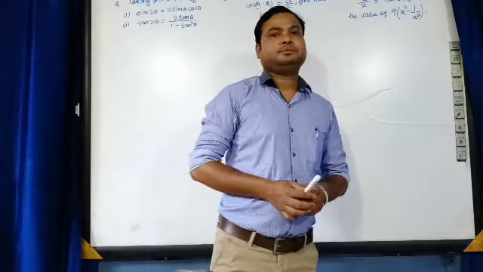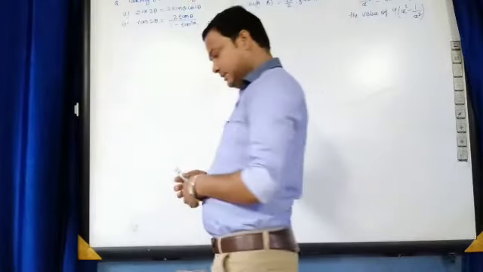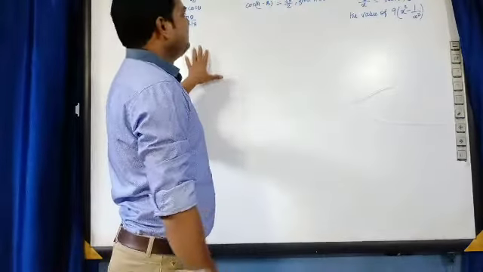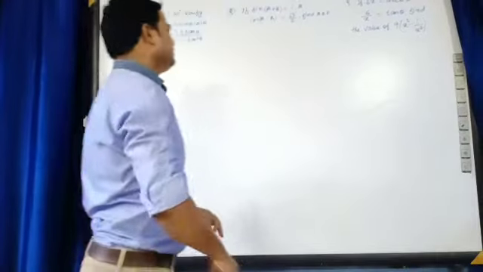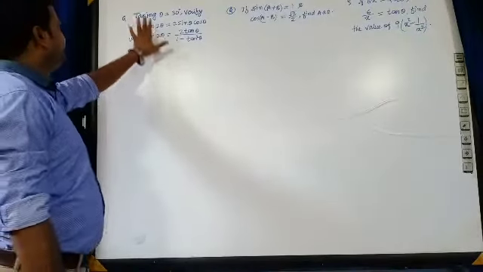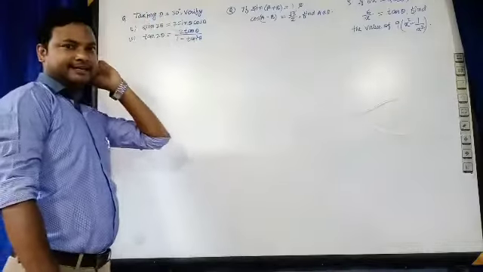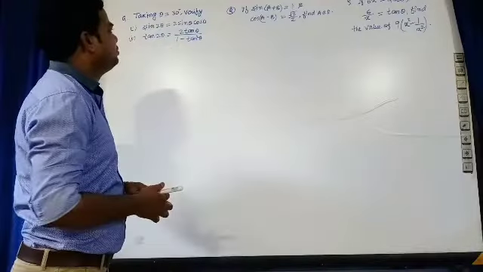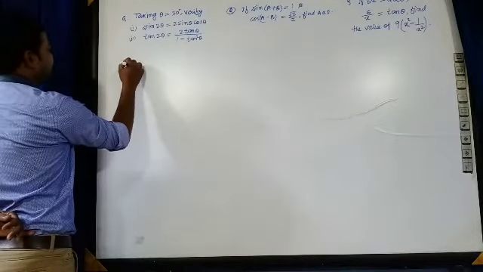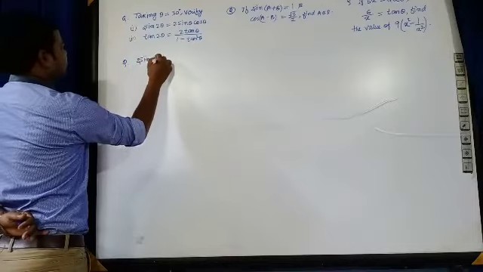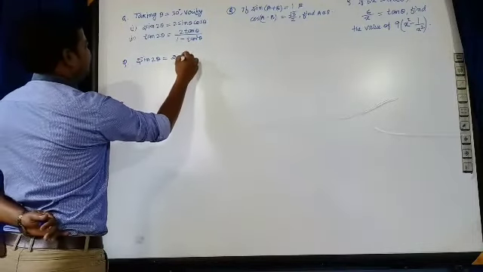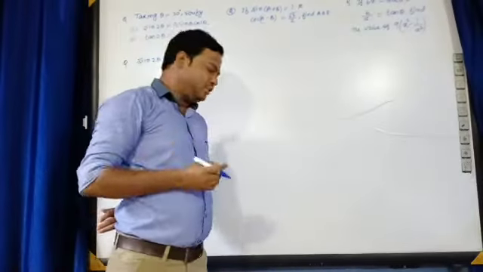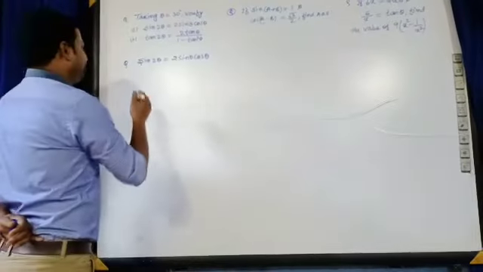Okay, now let's solve some questions. Now we have seen the table. Look here, the first question: taking theta equal to 30 degree, we have to verify that sin 2 theta equals 2 sin theta into cos theta. By using the value of theta, that is 30 degree, we verify it.